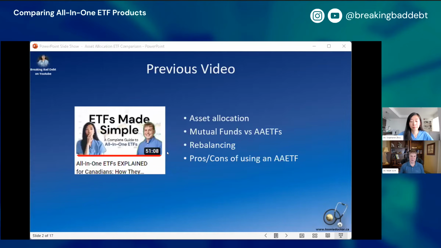The preceding video went from the beginning to the end about some of the basics of investing. We talked about asset allocation. We talked about using mutual funds versus ETFs and what asset allocation ETFs are, how they rebalance and why that's important. And we went through some of the pros and cons of using those types of asset allocation ETFs, along with some of the evidence behind that. So that was the preceding video that we've made. If you haven't watched that, I'd encourage you to have a look to see the background to what we're going to be talking about today.